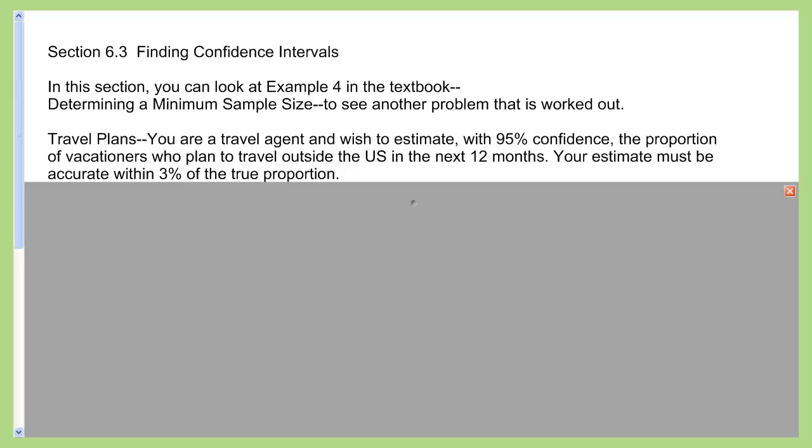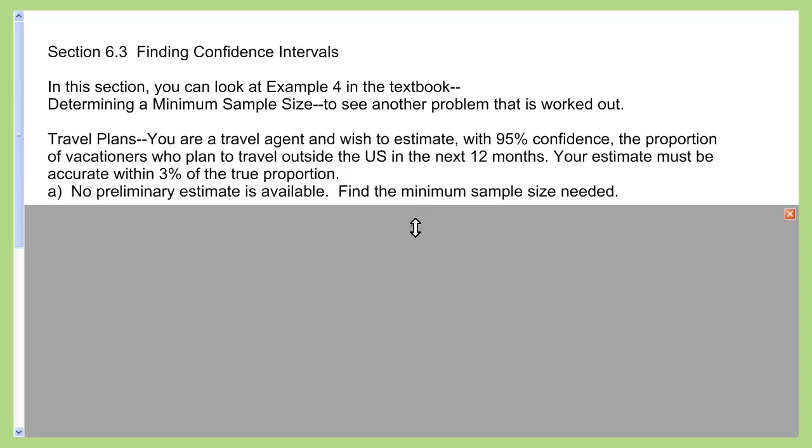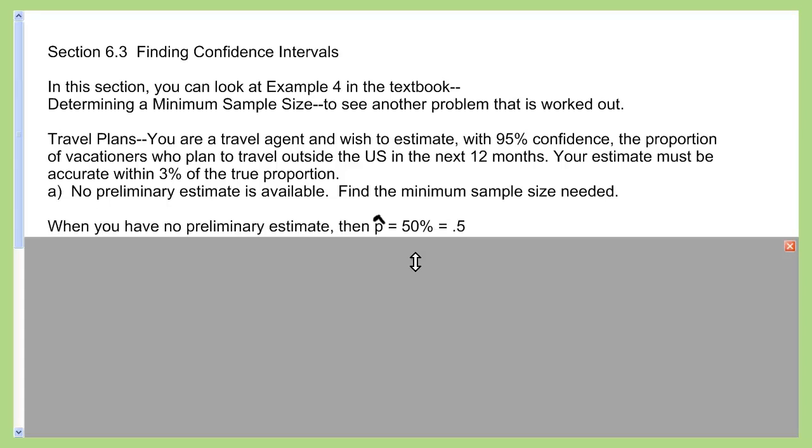to establish with 95% confidence the proportion of vacationers who plan to travel outside the U.S. in the next 12 months. Your estimate must be accurate within 3% of the true proportion. The first one we're going to do, we're not going to have a preliminary estimate. So I'm going to show you what you do when you don't have a preliminary estimate.